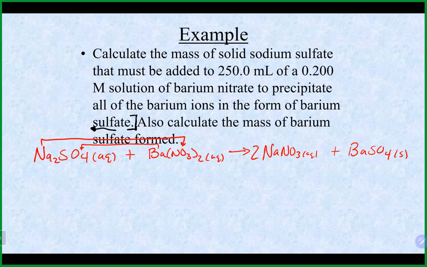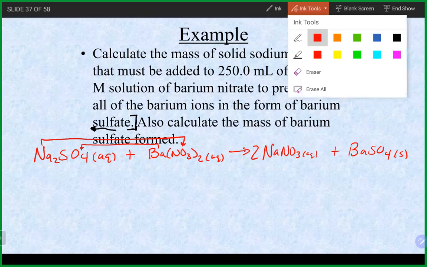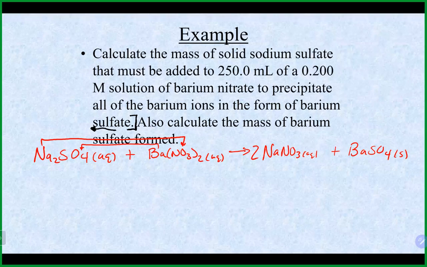So now that we got our equation for stoichiometry, we want to take whatever they gave us and convert it to moles. Pretty much in this problem, they really only gave us one piece of information, which is our barium nitrate. We have 250 milliliters of it, and it has a molarity of 0.2 molar. From that information, I could calculate the moles, right?